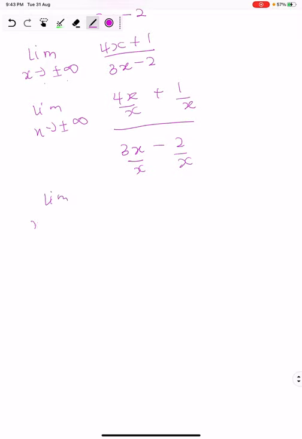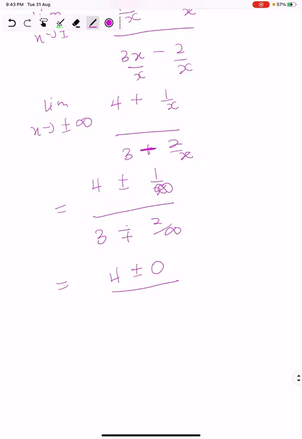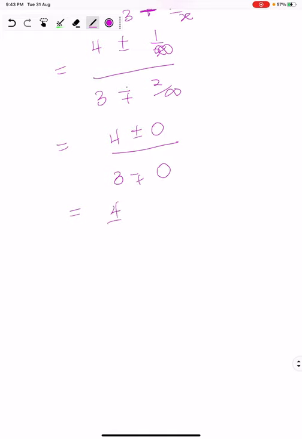So this is the limit as x approaches plus or minus infinity of (4 plus 1 over x) divided by (3 minus 2 over x). Now we can substitute our limit in there, so we have 4 plus or minus 1 over infinity, divided by 3 minus or plus 2 over infinity. And this is equal to 4 plus or minus 0 divided by 3 minus or plus 0, which is equal to 4 over 3.